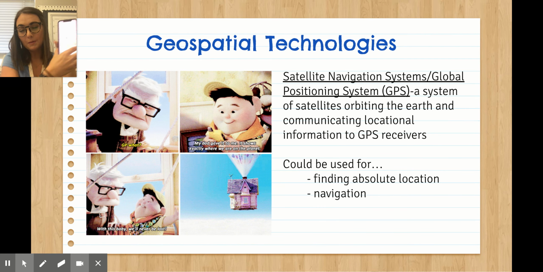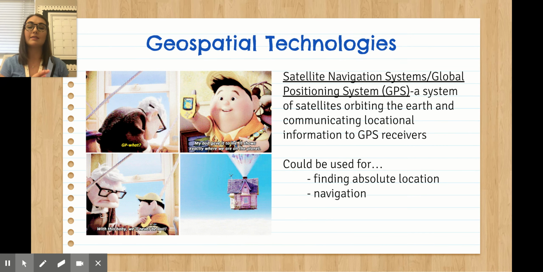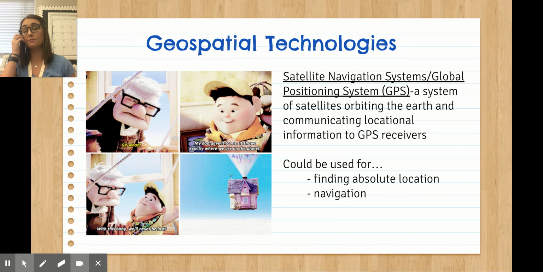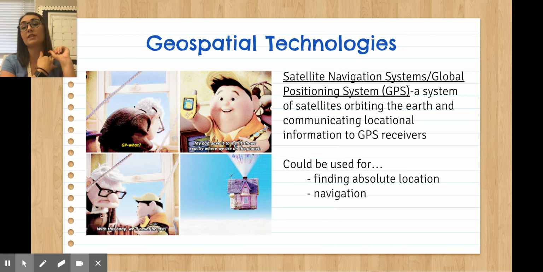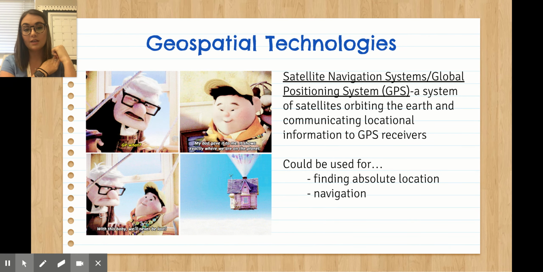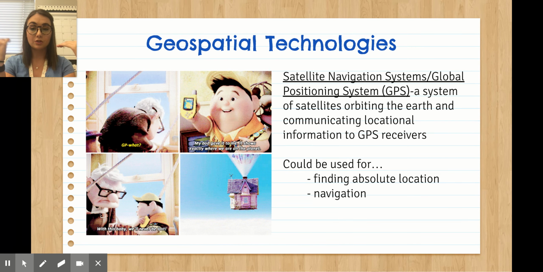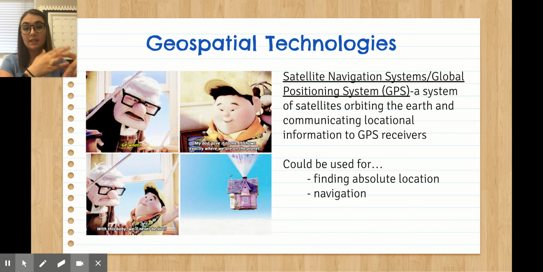Okay? So some people get confused. They think this is a GPS. It's not. It's a GPS receiver. You use GPS probably every day, either through your phone, or if you post a picture on Instagram and tag your location, you're using GPS. It's just sending information to receivers about absolute location. Okay, and so it's used for finding absolute location and for navigation.